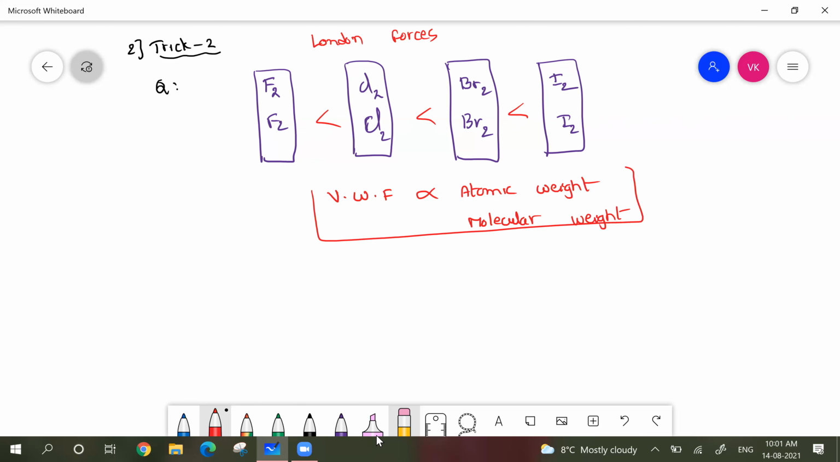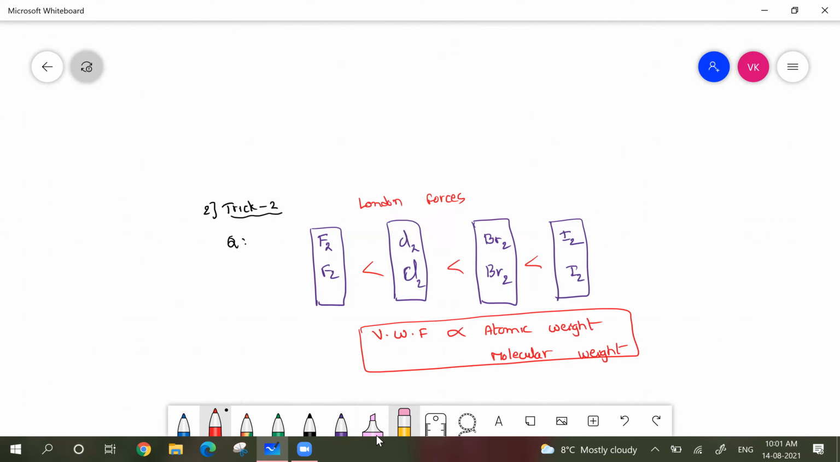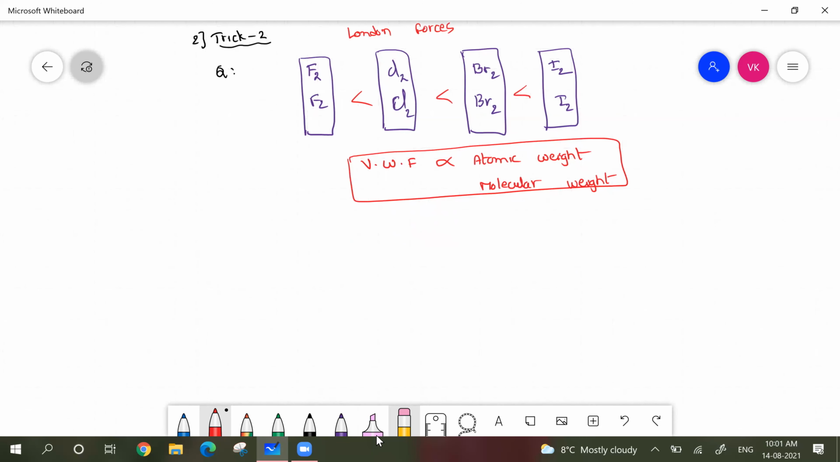So this is the second trick, students, that you have to remember, where you can't apply the first trick based on their type of van der Waals forces. Now let us discuss one more trick here. Next one more question I'm going to give you. So just try to answer this question. Out of these, which are having high boiling point? So here one more simple trick I'm saying.